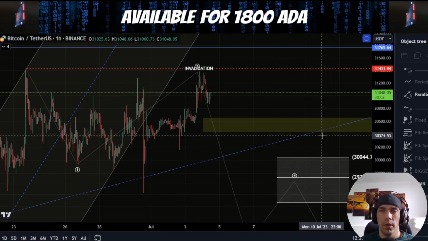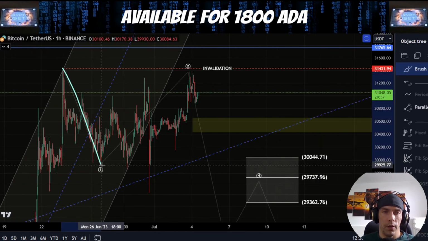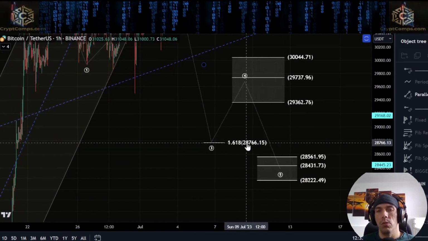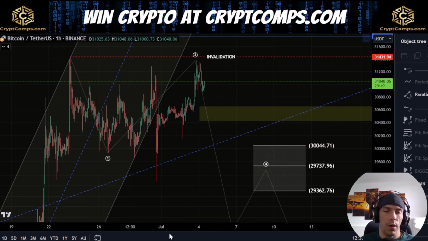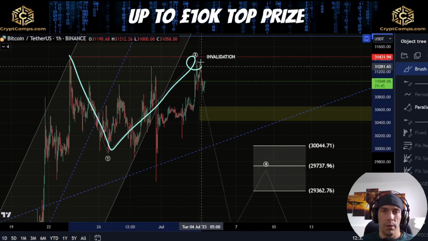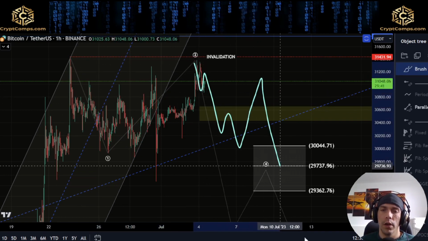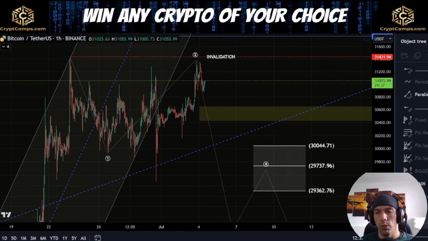If we cross 31,431, this is good because then it invalidates the idea that this could be 1, 2, and then we're looking for a bigger 5-wave move to the downside towards this 28,766. We need to get back above this level to invalidate that idea. So as long as we fail to break this high, I'm going to be careful that if we start to develop 5-wave structure down here, this could actually turn into a bigger 3rd wave. So we need to just be a little bit cautious of that.